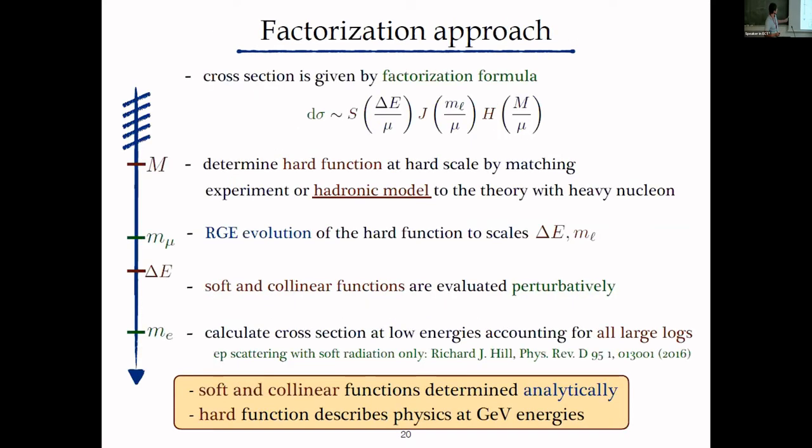We do it at the hard scale. To account for large perturbative logarithms, we solve a renormalization group equation and run the hard function to lower energy scales and perform calculations at low energy scales. And of course, we vary both types of scales for uncertainty estimates. But before going to final results, I would like to discuss uncertainties, which we include in this modeling.